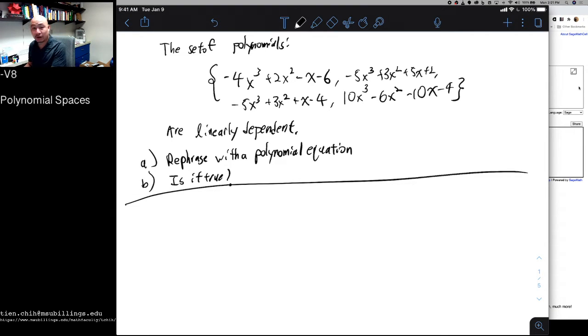Alright, so here we have a question that's reminiscent of the type of questions we've been asking before. But instead of the good old fashioned vectors in Rn, what we're looking at are a bunch of polynomials. In particular, we have these four polynomials over here, and we're asking if they're linearly dependent.